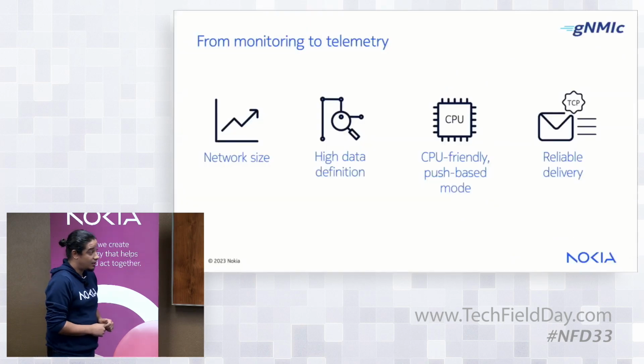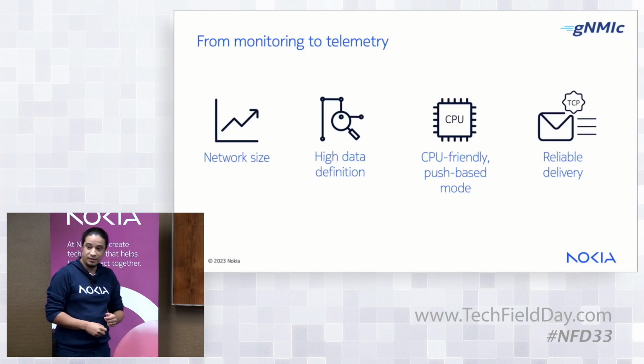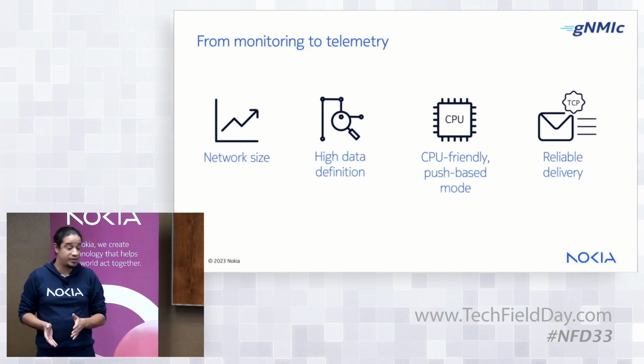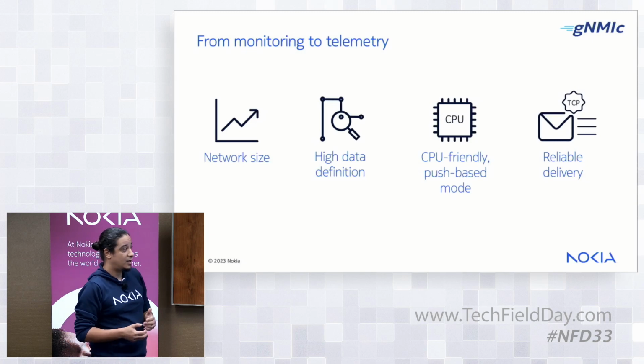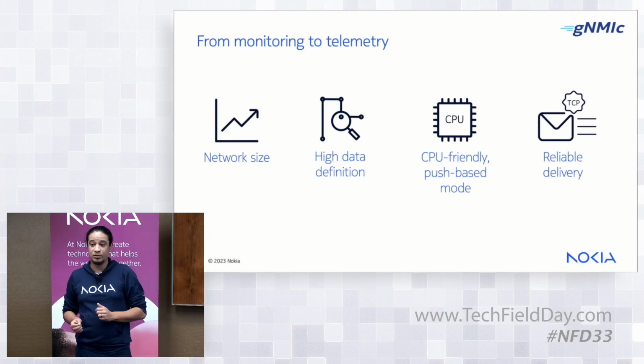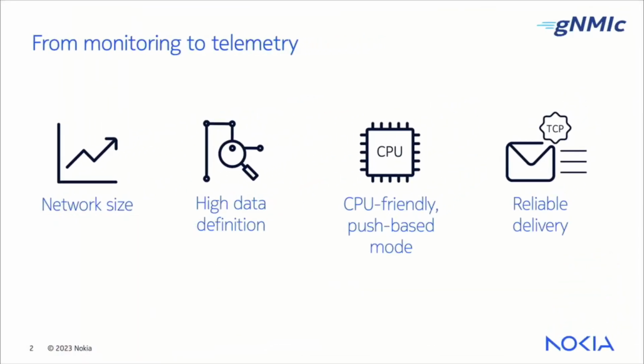It's no news to anyone that networks are growing in size and complexity. This calls for more data to be collected, and that puts a lot of stress on the traditional monitoring systems that we are using. Higher data definition means not only more data, but also more precision in the data and better timing on when to receive that data. That puts a lot of stress on the CPUs of our routers.